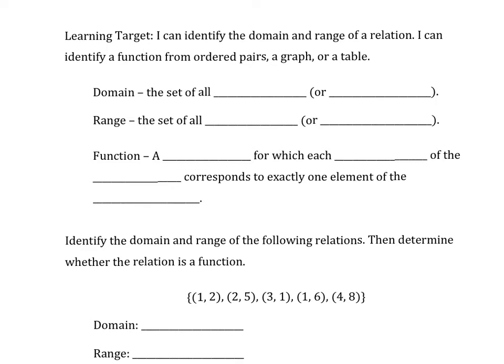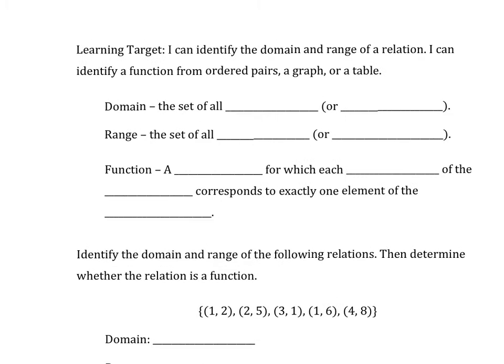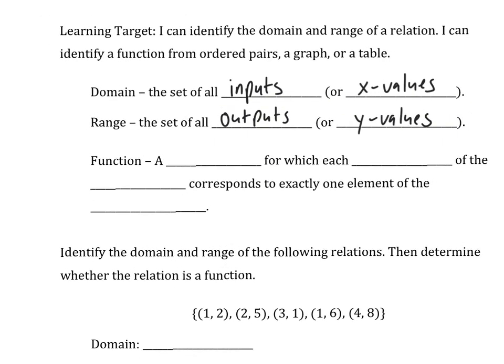The domain is the set of all x values, or the set of all inputs. And then the range is going to be the set of all outputs or y values. The domain and the range both play a role in determining whether or not something is a function.